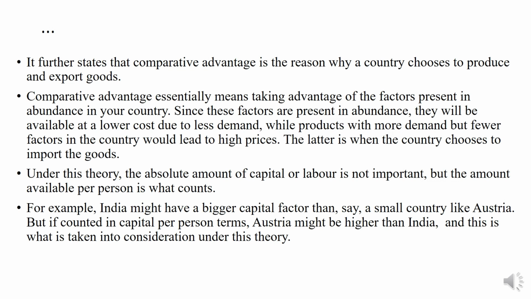Under this theory, the abundance amount of capital or labor is not important, but the amount available per person is what counts. For example, India might have bigger capital factor than, say, a small country like Austria, but if counted in capital per person terms, Austria might be higher than India, and this is what is taken into consideration under this theory.